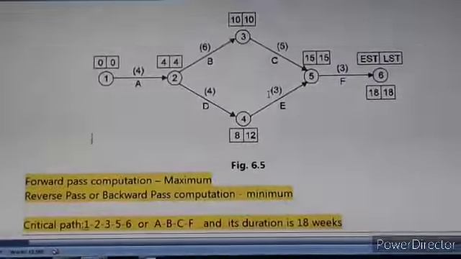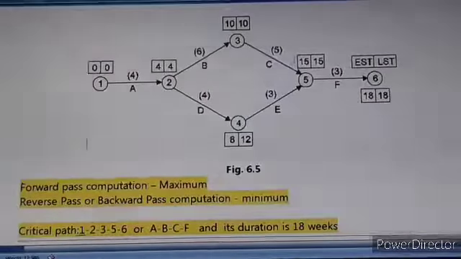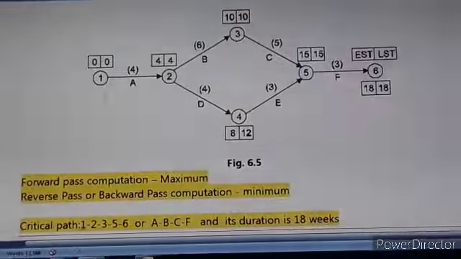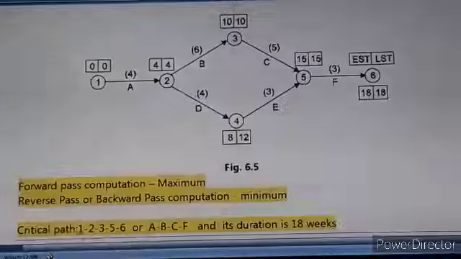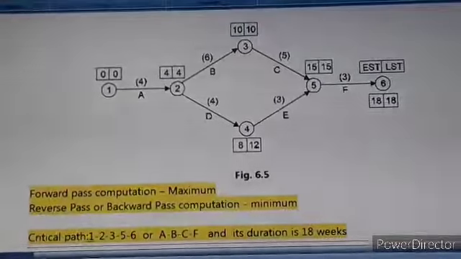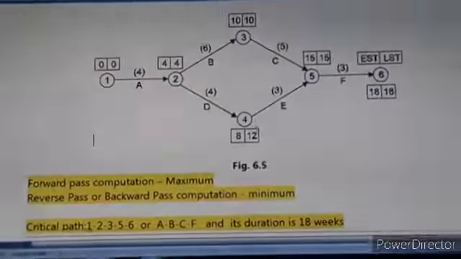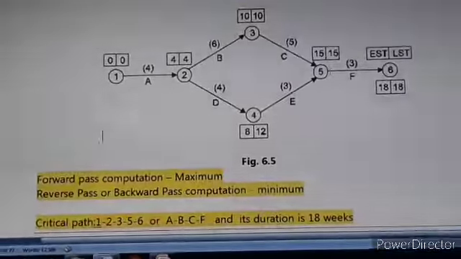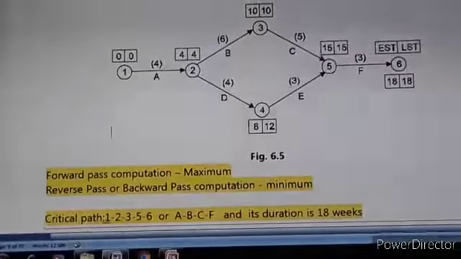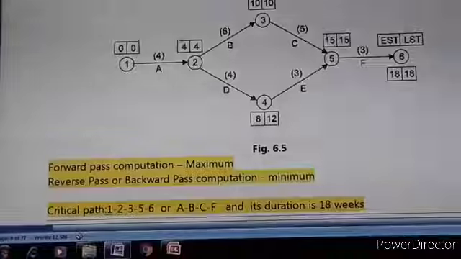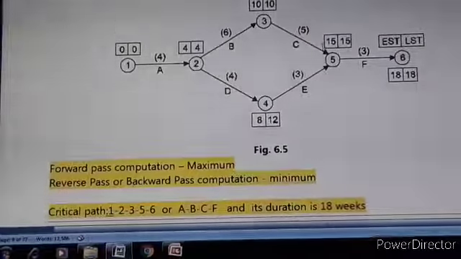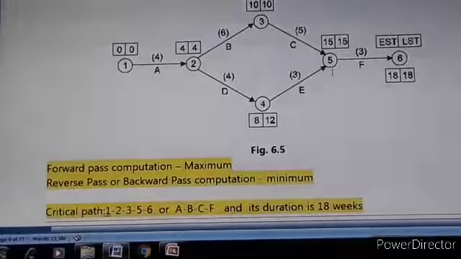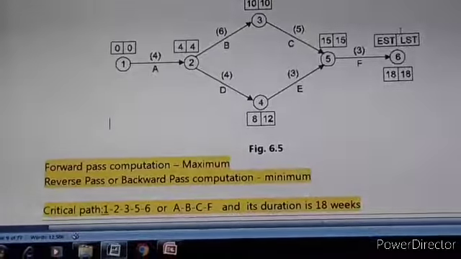Again for E it is 3, so 8 plus 3 is 11, but with respect to path 1, 2, 3, 5 we already got 15. So in the forward pass we take the maximum value. Here 4 to 5 it is 8 plus 3, 11, but 3 to 5 we already get 15. So we have to take the maximum value. Instead of 11 we will take 15. And again 5 to 6, this 15 plus 3, 18.